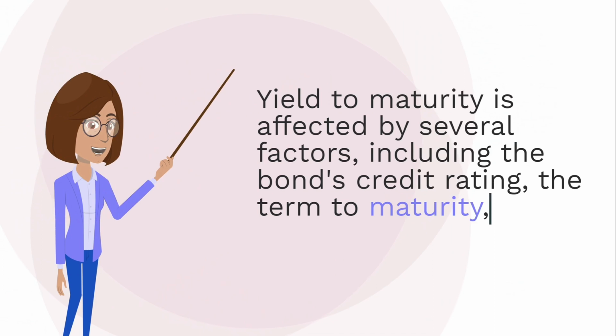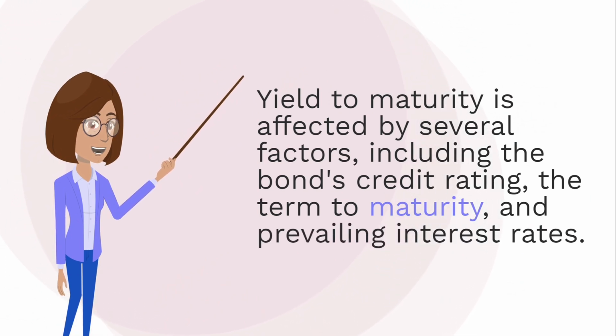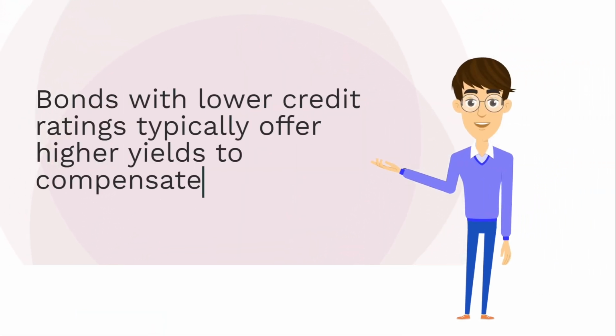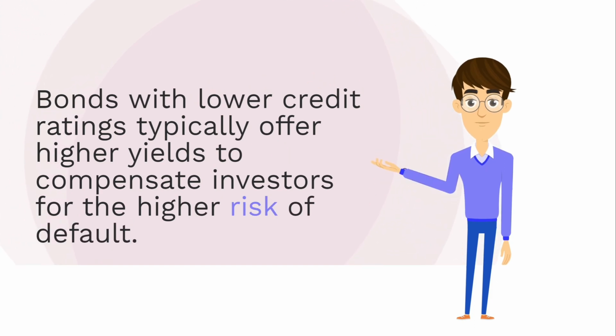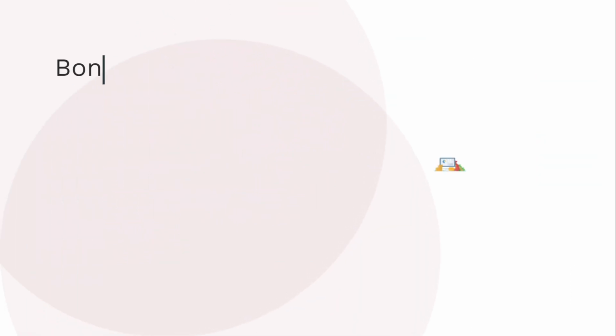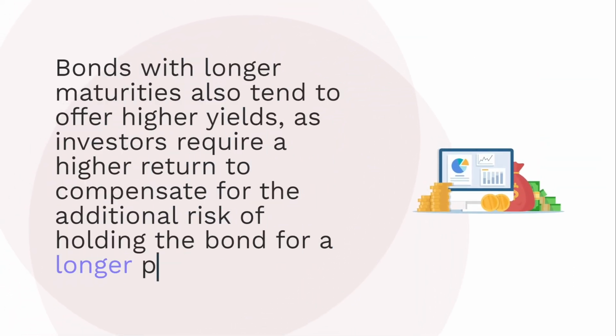Yield to maturity is affected by several factors, including the bond's credit rating, the term to maturity, and prevailing interest rates. Bonds with lower credit ratings typically offer higher yields to compensate investors for the higher risk of default. Bonds with longer maturities also tend to offer higher yields, as investors require a higher return to compensate for the additional risk of holding the bond for a longer period.